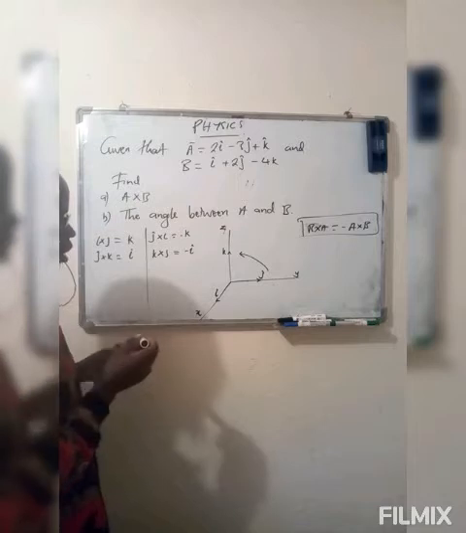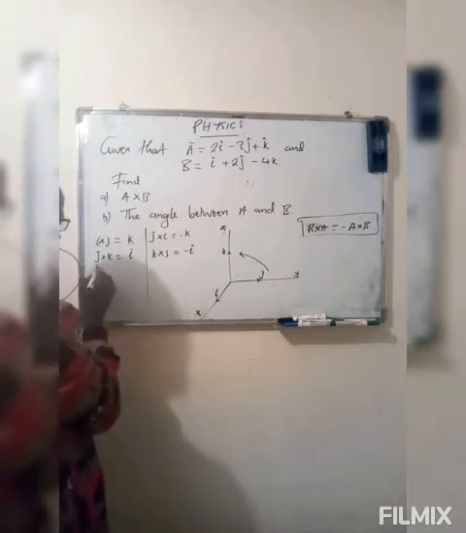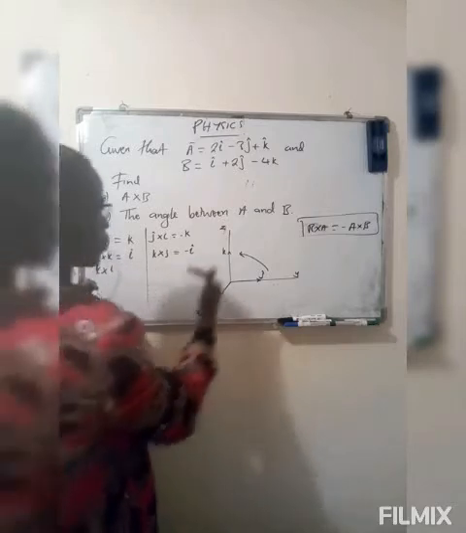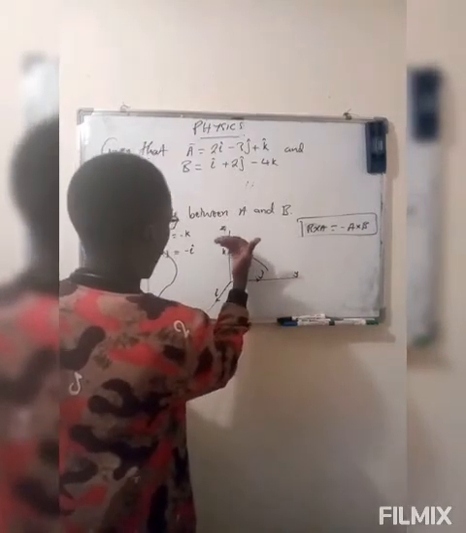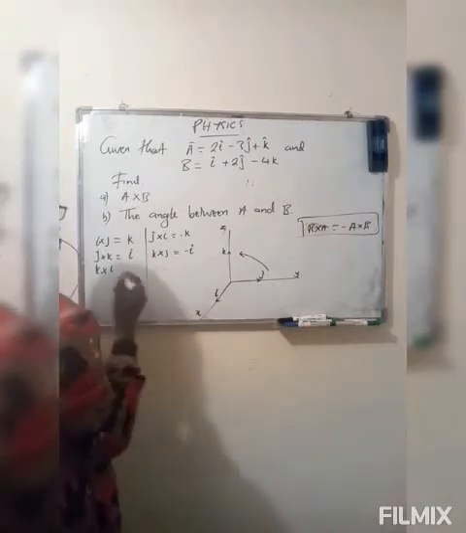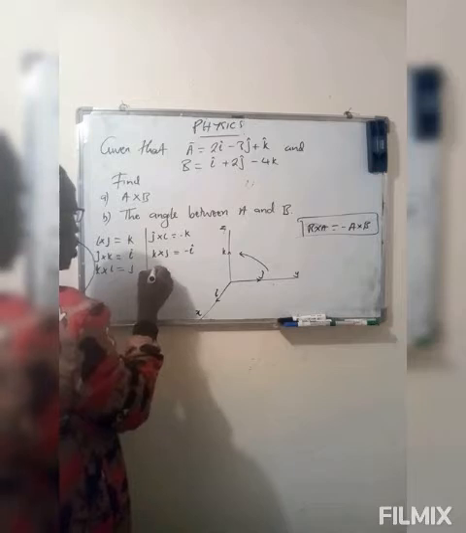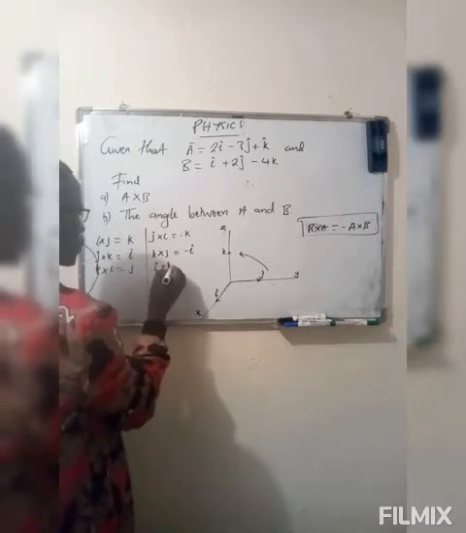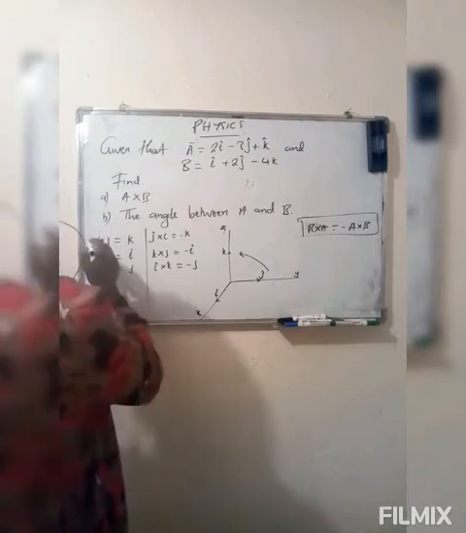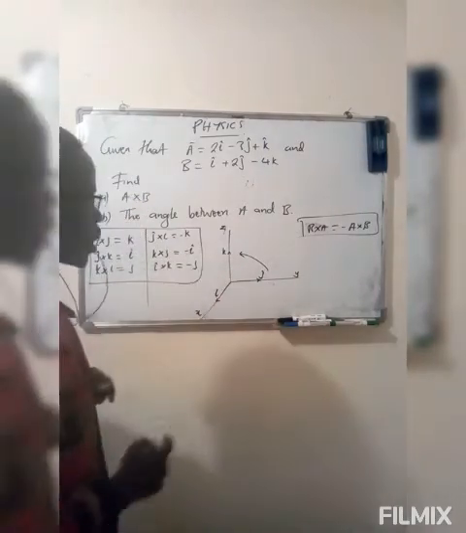So now, from there, let's look at a situation where we have k multiplied by i, okay? So k multiplied by i, again from k to i, I'm going to get j, right? So k multiplied by i is going to give us j. Meaning i multiplied by k is going to give us negative j.